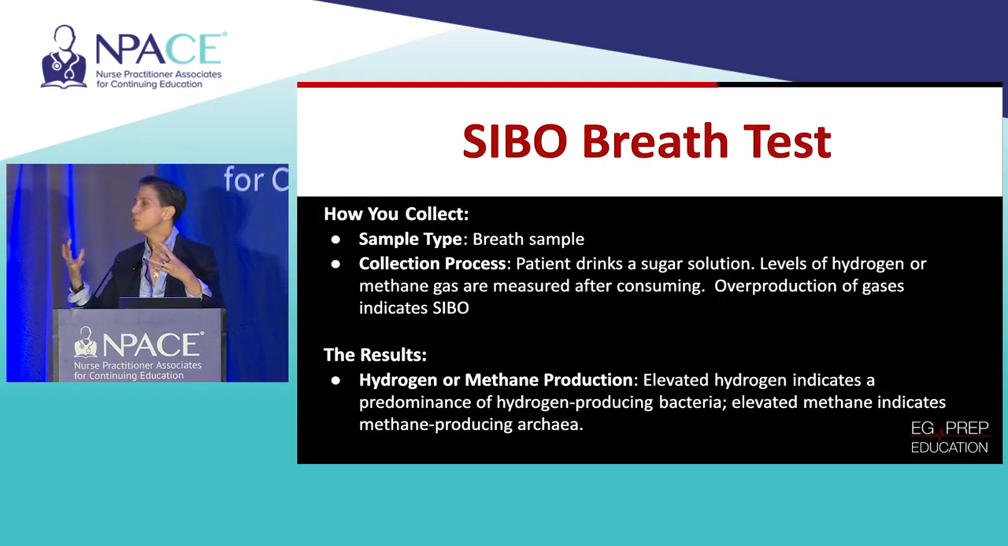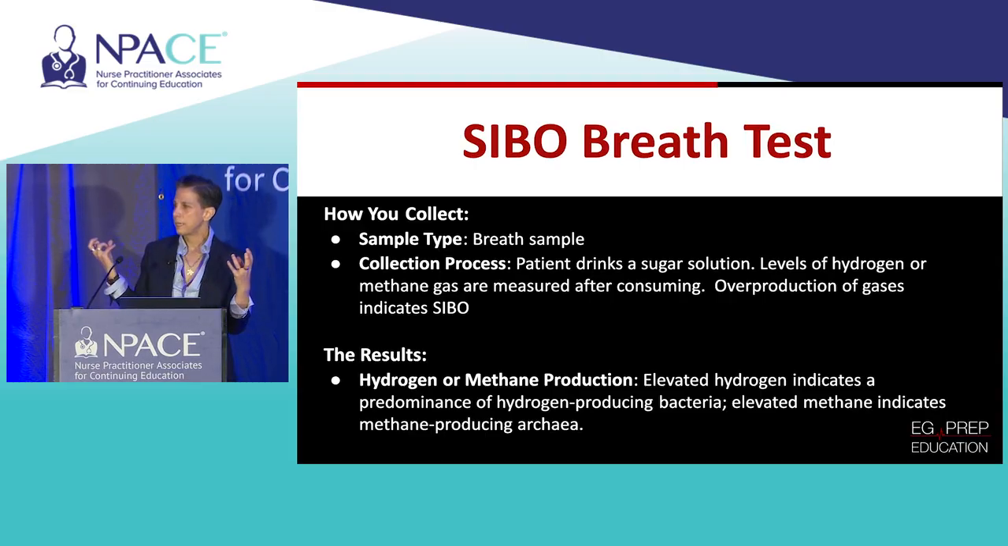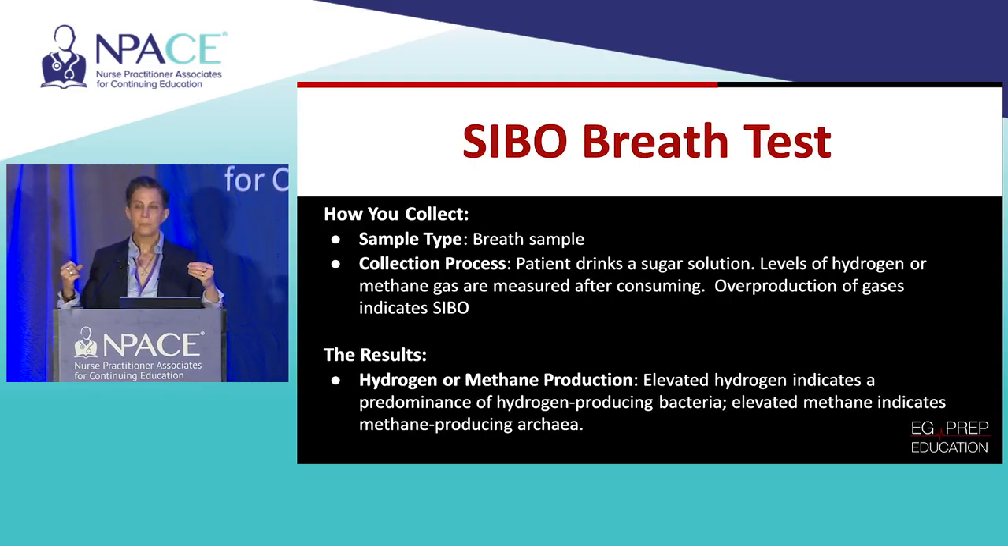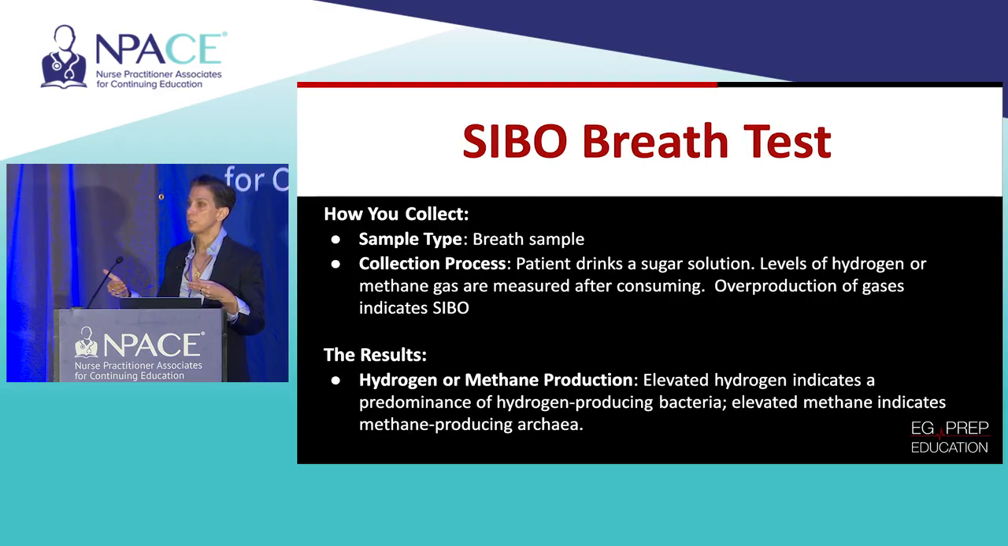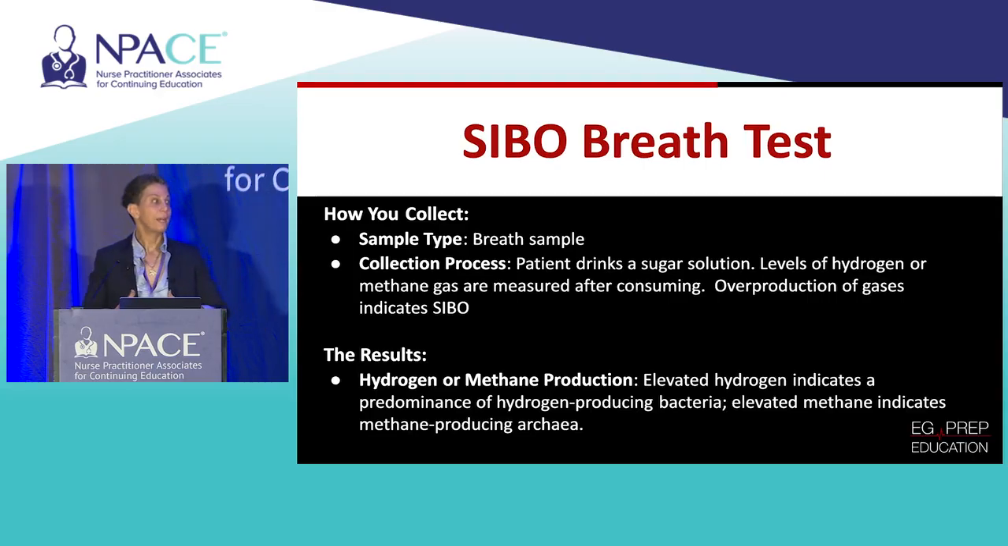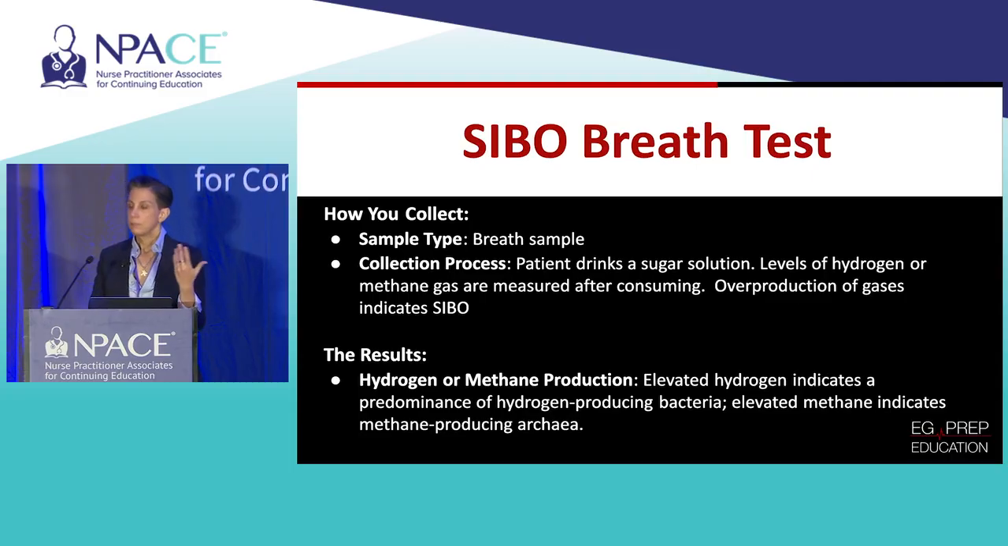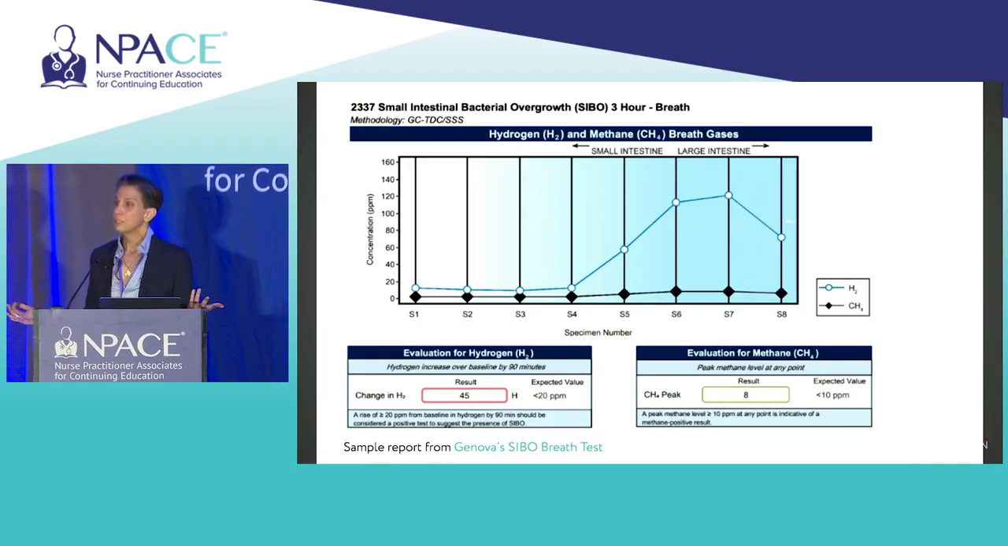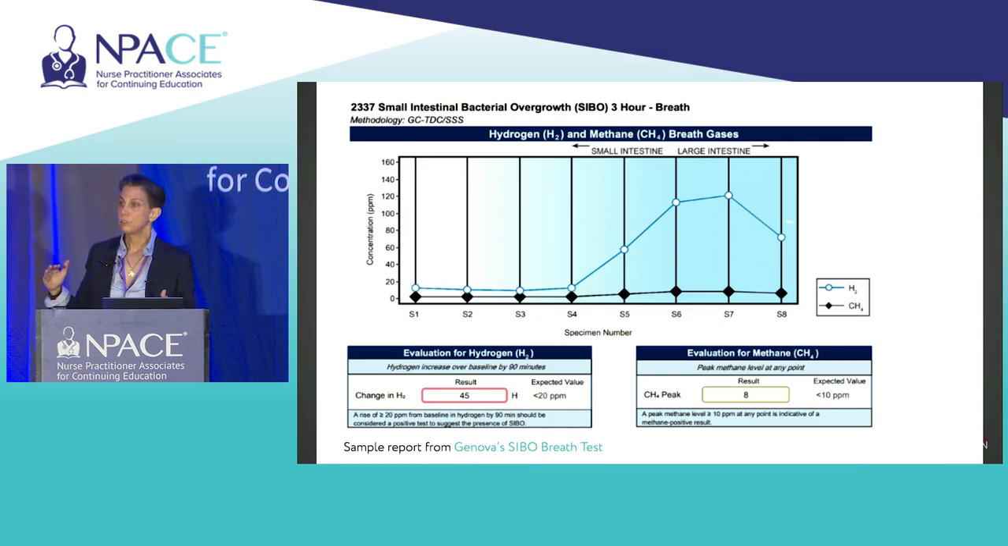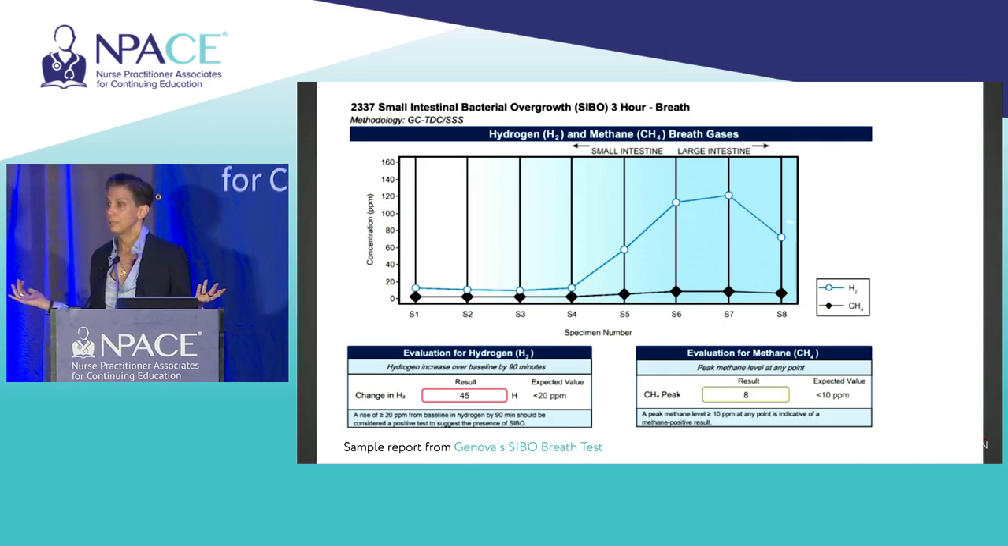It's a breath sample. You have to drink this disgusting drink. And then after that, you breathe into a bag. It's kind of similar to H. pylori, if anyone's done an H. pylori test. And if there's an overproduction of certain gases, that means the bacteria are in the small intestine, because it's coming into this bag. And it just lets you know. This is what it looks like. And you see that suddenly there's a higher concentration of hydrogen and methane, and that lets you know it's not supposed to be there. SIBO is probably present.